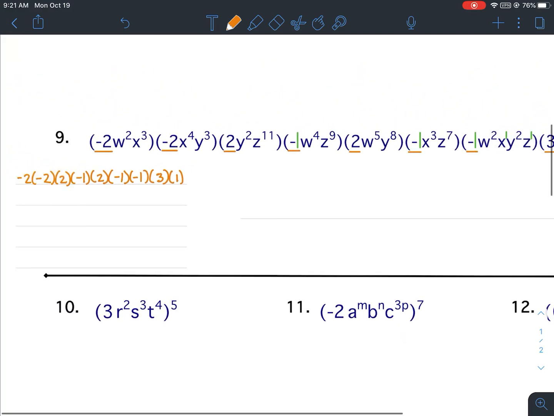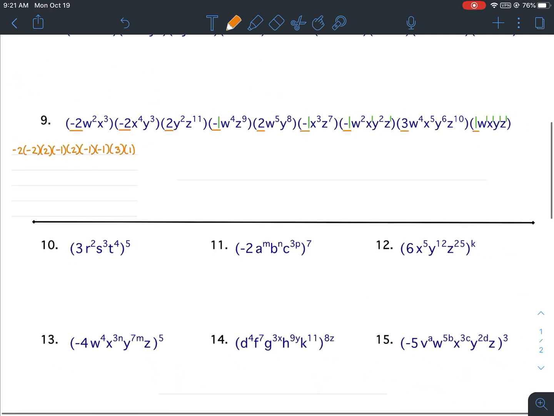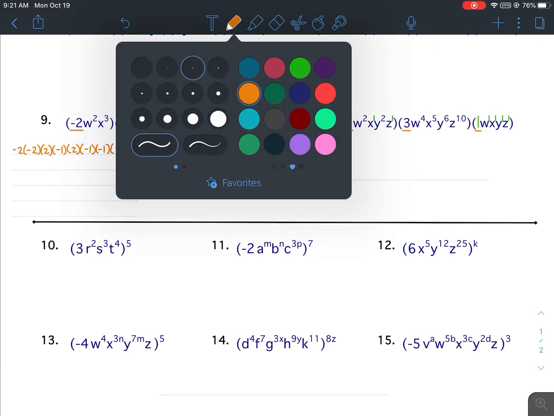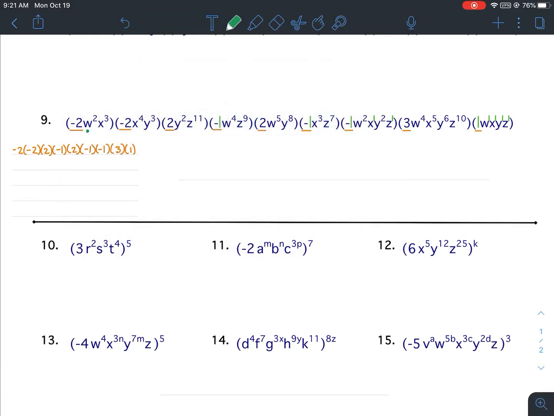So let's just count to double check. I've got 1, 2, 3, 4, 5, 6, 7, 8, 9 sets of parentheses. 1, 2, 3, 4, 5, 6, 7, 8, 9 coefficients. All right, now there are 4 different letters. We've got W, X, Y, and Z. So I'm going to go in alphabetical order, starting with W. So I have W squared, W to the 4th, W to the 5th, W squared, W to the 4th, and W to the 1st. 1, 2, 3, 4, 5, 6 W's.